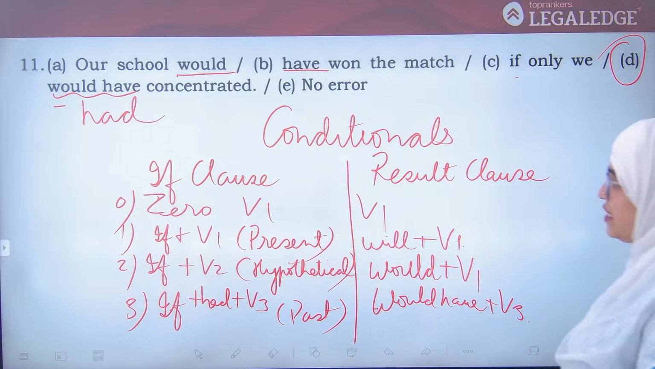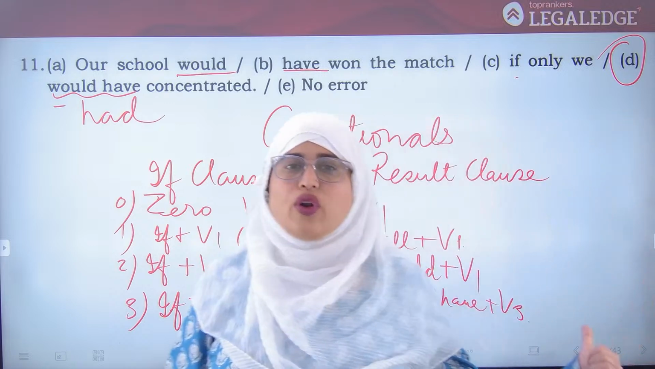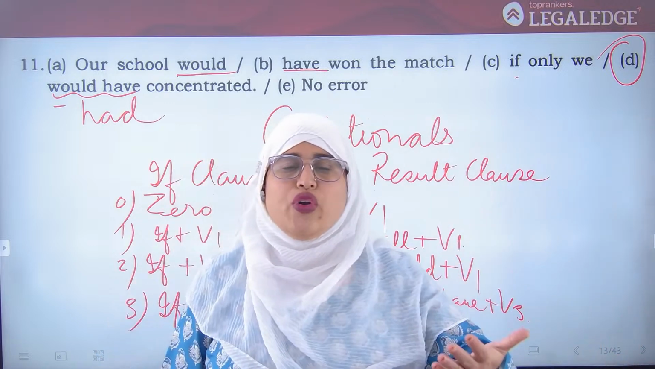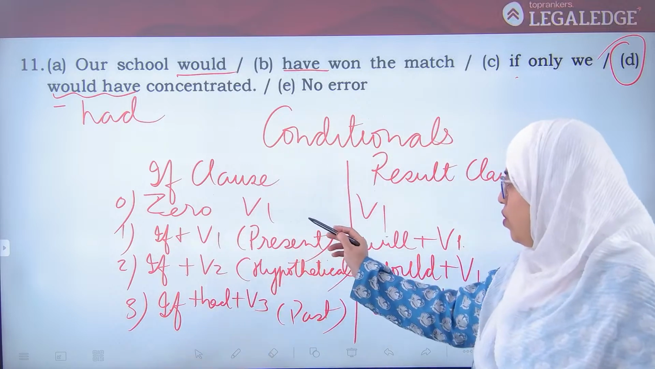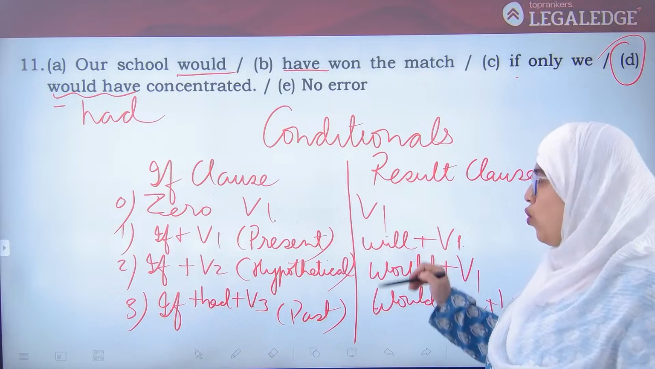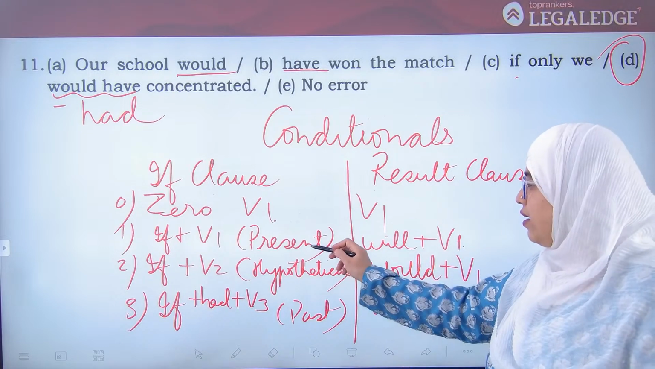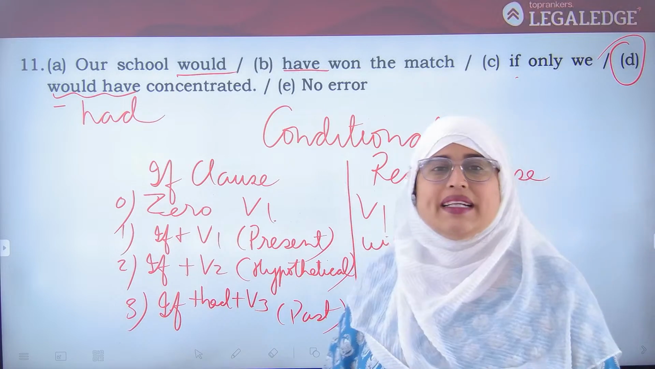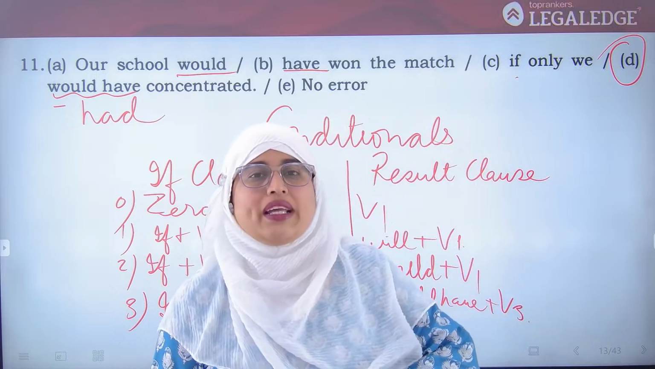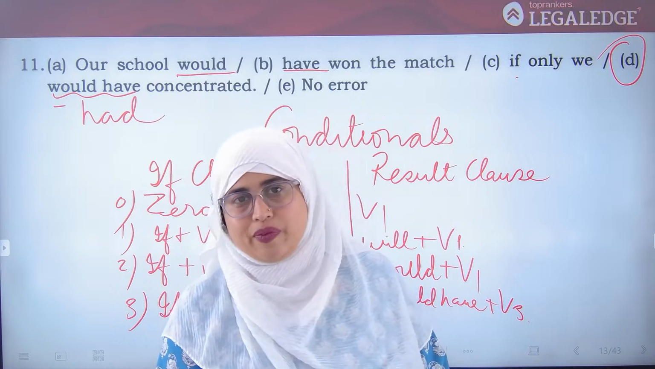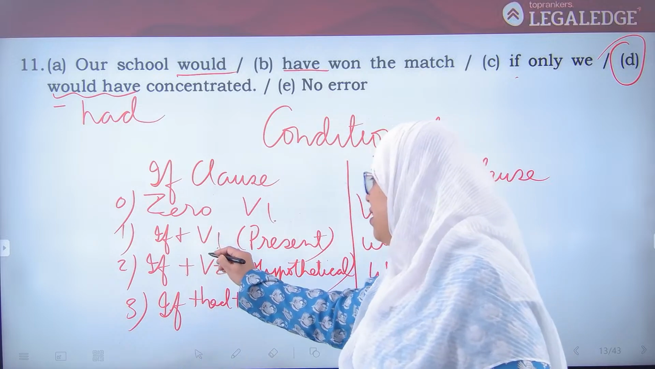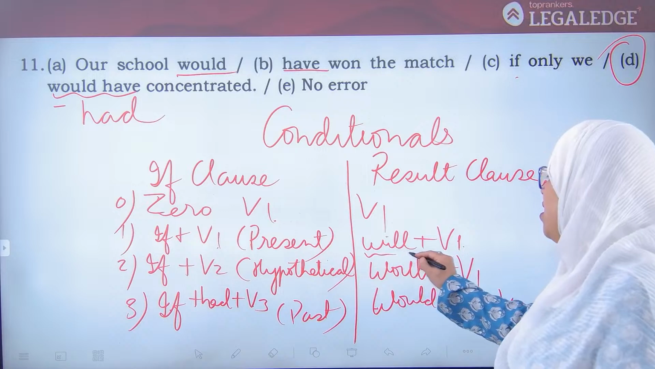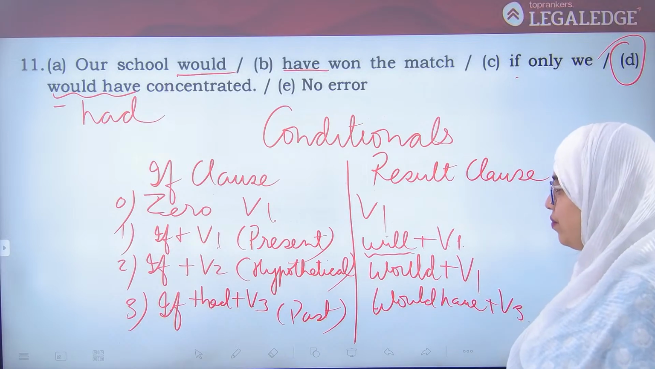So I'll give some examples for all these four conditions. The more you study, the more you score. That is zero condition. Study, score. All right. Second condition, which is present. If you attend my classes, you will score great in your examination. Present condition: if you attend my classes, you will score great.